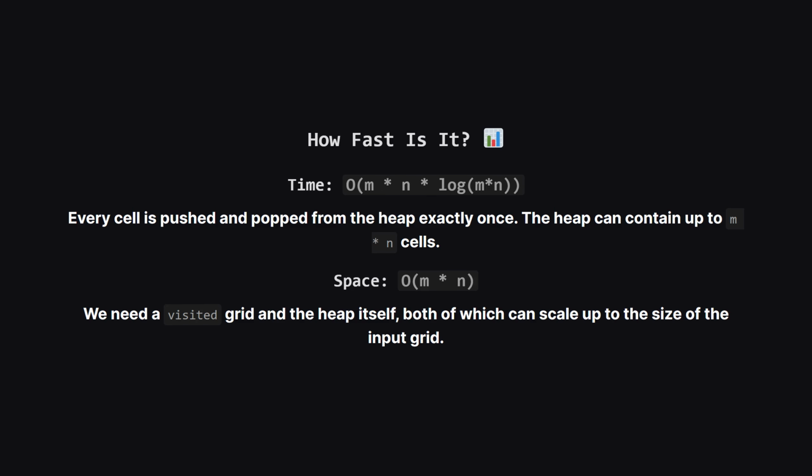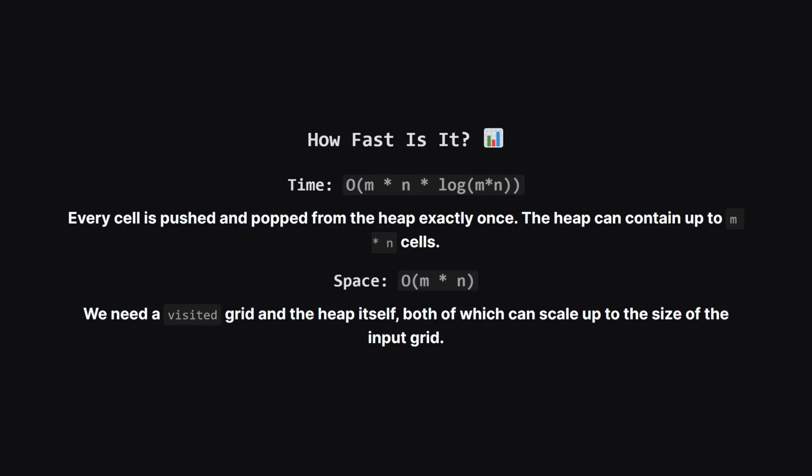So what about performance? For time complexity, every single one of the m by n cells will be pushed onto our heap and popped from it exactly 1 time. An operation on a heap of size k takes log k time. Since our heap can grow up to m times n elements, the total time complexity is on the order of m times n times log of m times n.